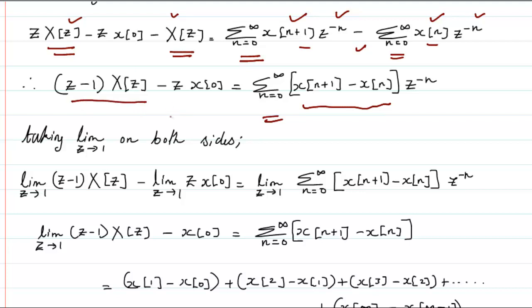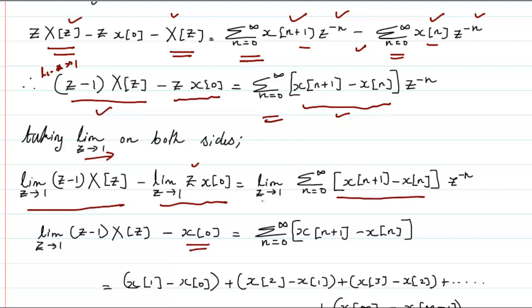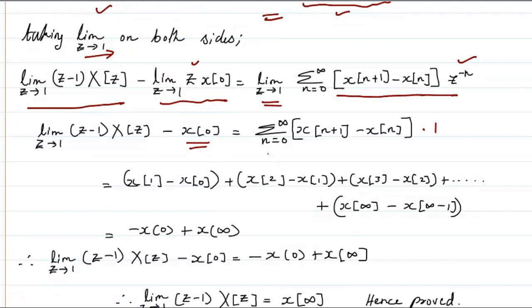Now if I take limit z tending towards 1 on both sides, that means on this side as well as on this side. On this side, all I'm going to do is write the limit z tending towards 1. Here, when I put z is equal to 1, z becomes 1, so I am left with x of 0. Correct? Here I have not substituted anything. Whereas in the right hand side, I am going to put z is equal to 1 in this whole equation. Then 1 raised to power minus n is 1 itself, so I am having into 1, which I have not written. So what remains in the right hand side is only this equation.